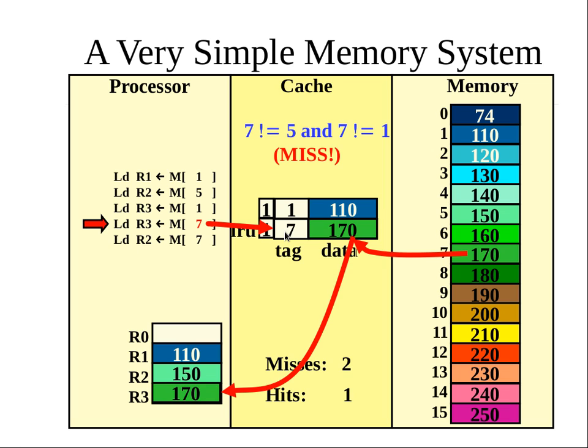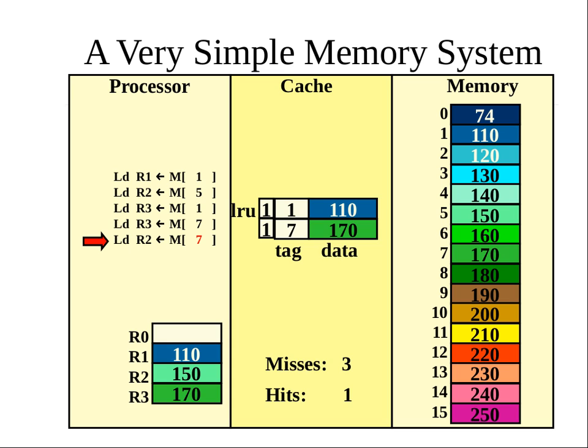Pull in that value, and then write over to register 3. And of course, I have another read on 7. So we're going to call that a hit. All right. You get the basic idea?